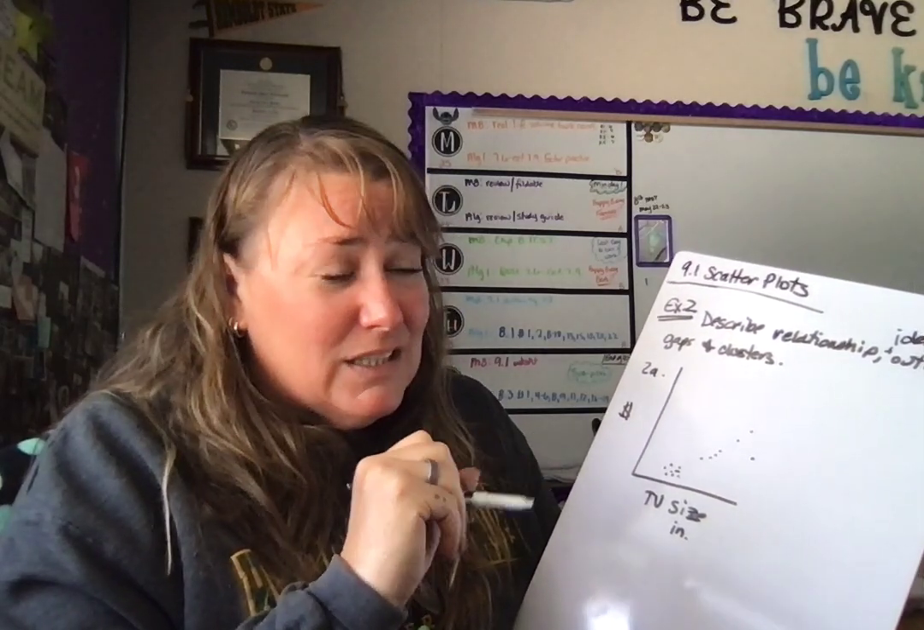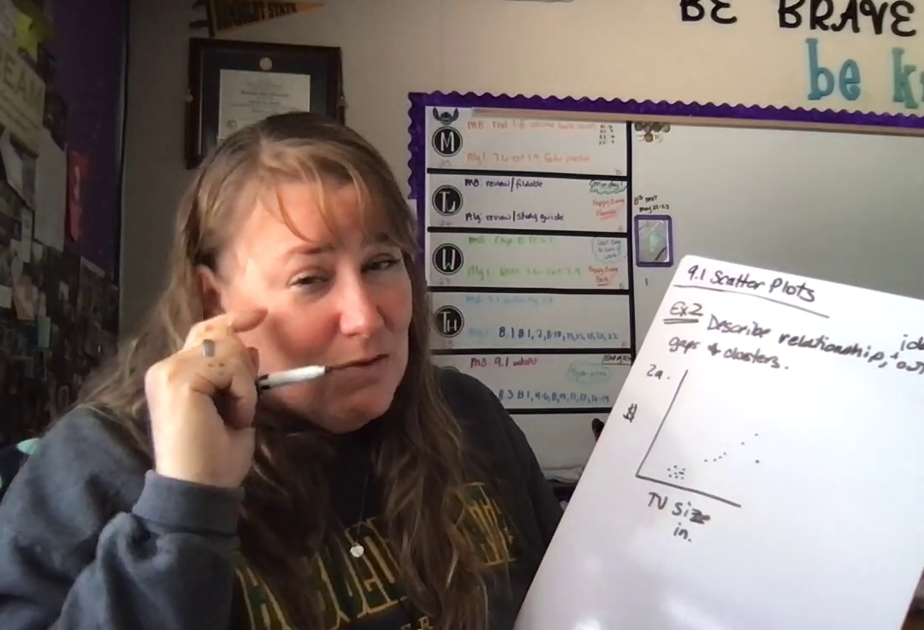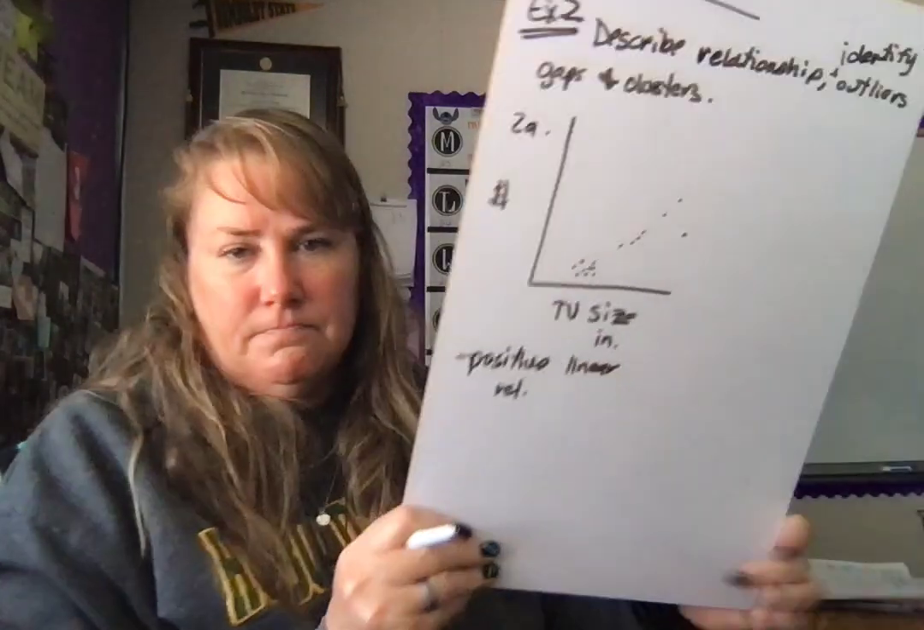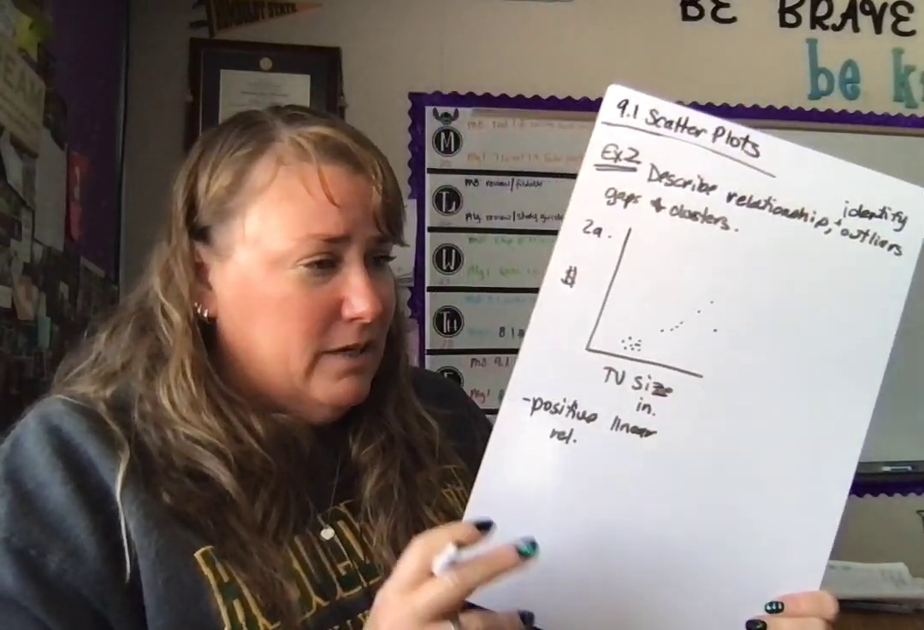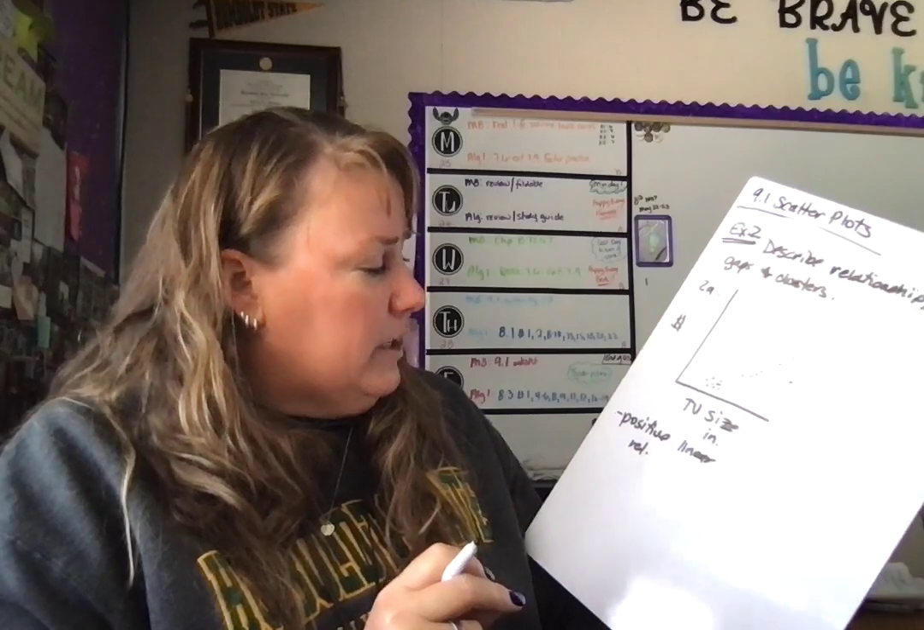Like a line, not like a line? Actually, this one is more what they would call a positive linear relationship. Positive linear relationship. Okay. Then identify gaps, outliers, and clusters. Okay, so let's start with outliers.